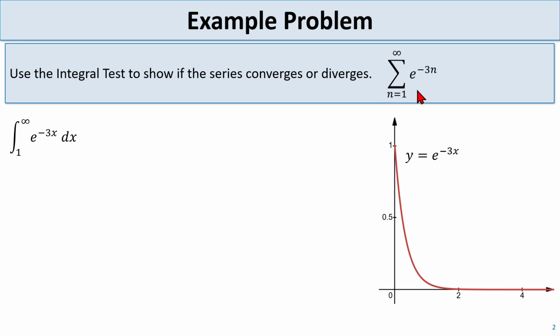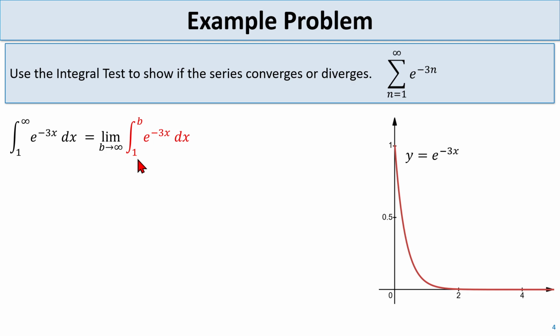So first we write down the corresponding improper integral. We just replace the n with an x. Now we integrate from 1 to infinity. The way that we evaluate an improper integral with an infinity at the top is by replacing that infinity by some letter, for example b, and then we take the limit as b goes to infinity. So we replace the improper integral with this definite integral, and then we'll evaluate a limit.